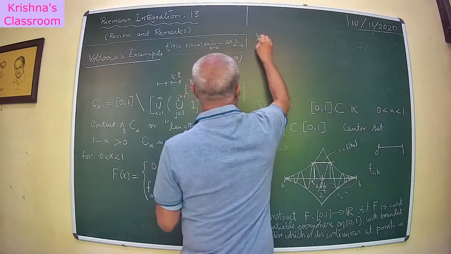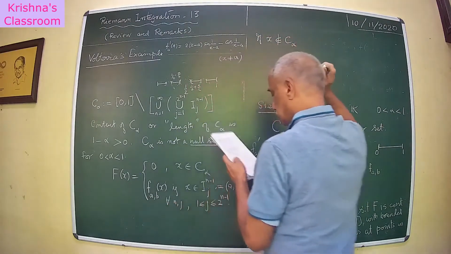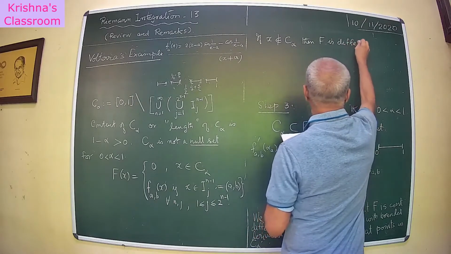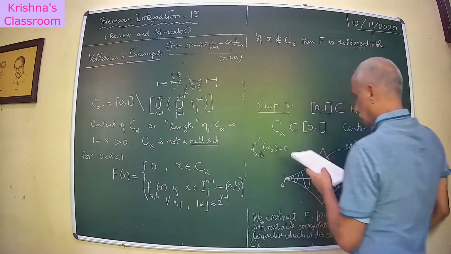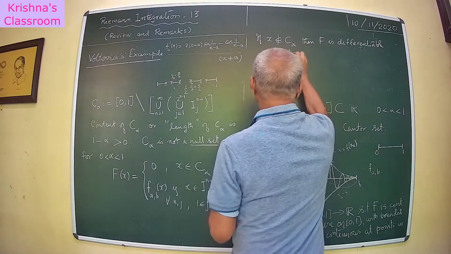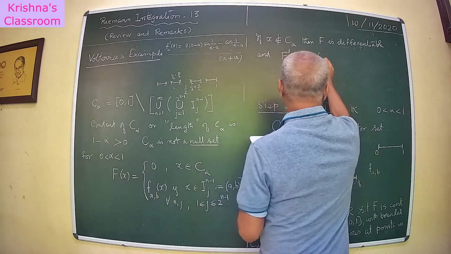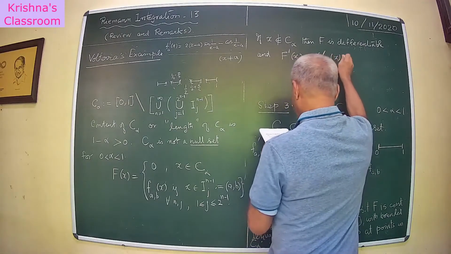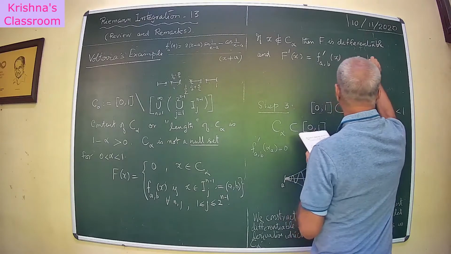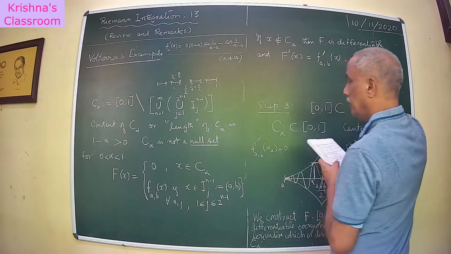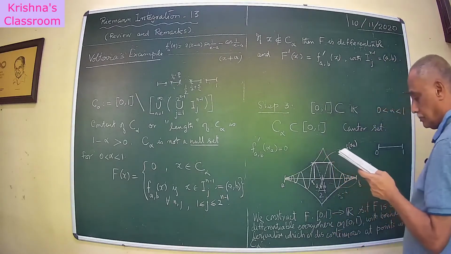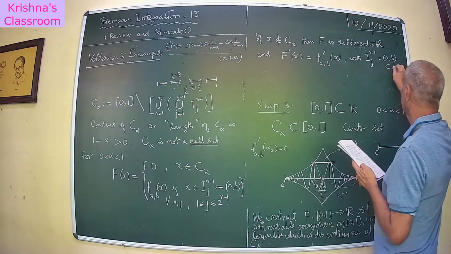So if x does not belong to C alpha, then capital F is differentiable, and the derivative of F at x equals the derivative of f for some x with I_{n,j} which is contained in [0, 1].